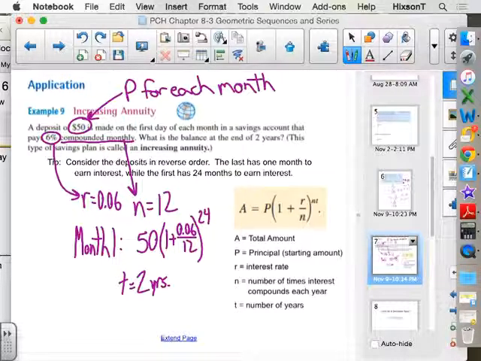How much does that end up equaling? 56.35? Okay, so let's round it to 56.36 to round to the penny. Now, we could do that for all 24 months and add it up. Okay? What's your question?